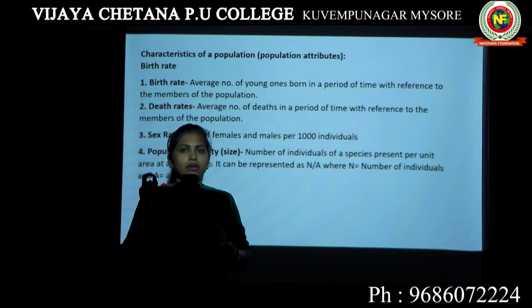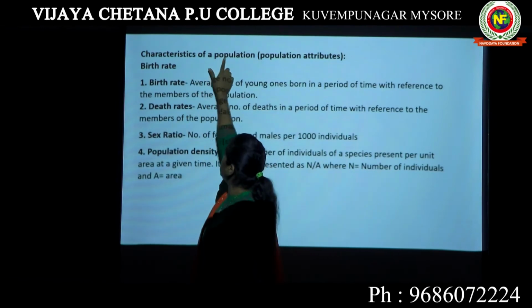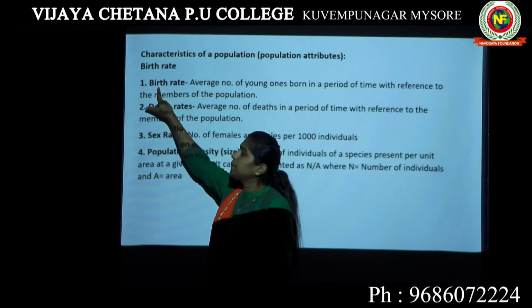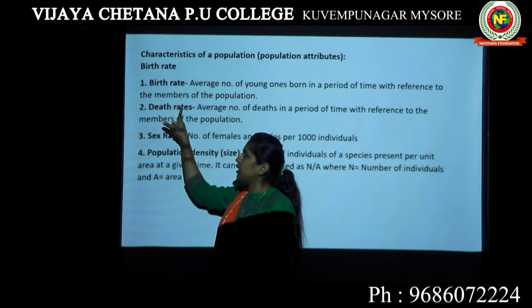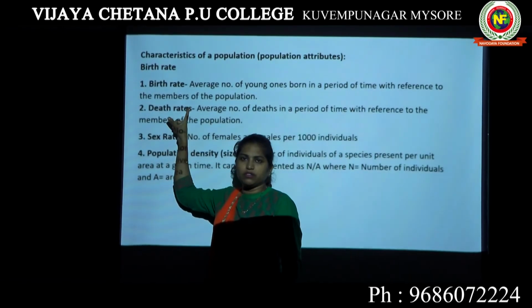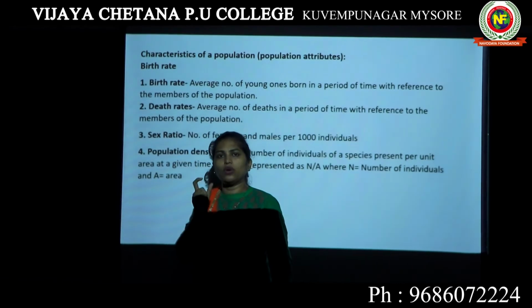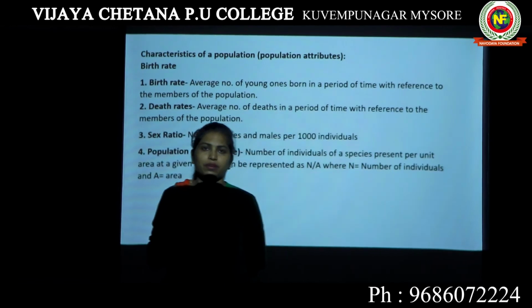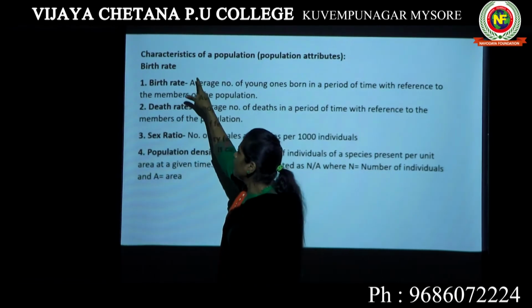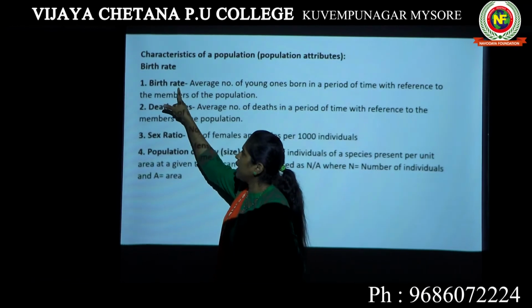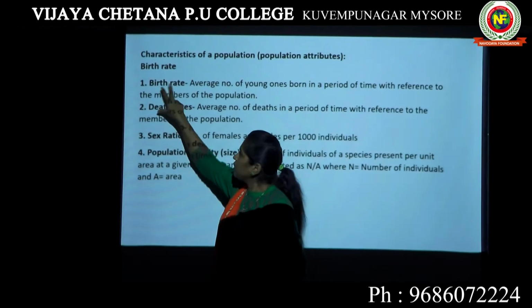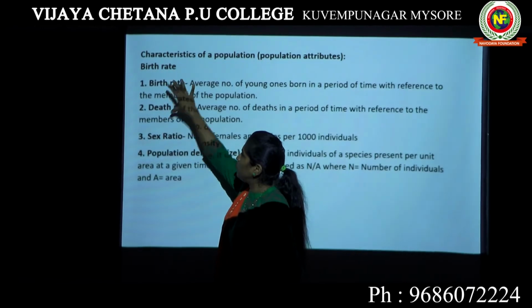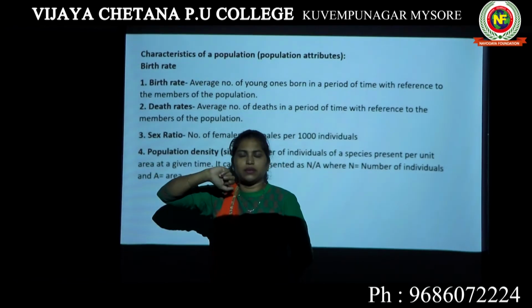We cannot use the simple term birth and death. When you talk about a population, we have to use the term birth rate and death rate, because there are so many individuals in this population. Whereas if you are taking only one particular individual, we can use the term birth and death. When you are taking a population, we have to use the term birth rate and death rate. That is the reason these terms are the special characteristics of a population.